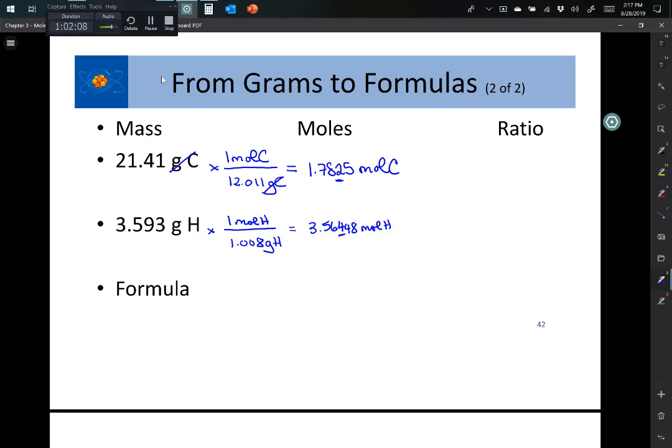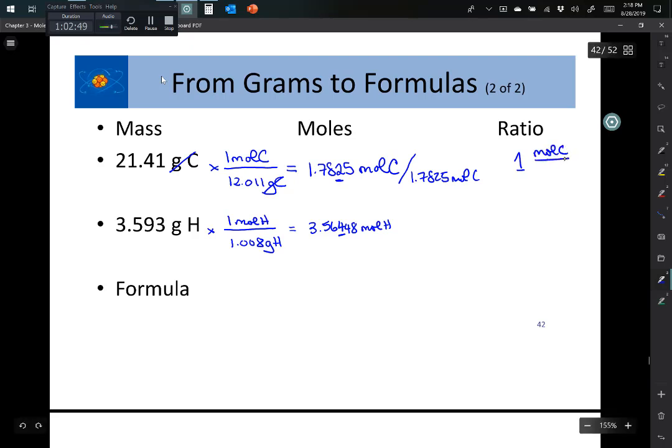Okay, so now I need the mole ratio. So does that look like anything to you? It kind of looks like it could be 2 hydrogens for every carbon, right? Kind of looks that way. How would you know what it is? You divide one by the other. That'll tell you what it is. So typically you divide by the smallest. So just out of form, you're going to do 1.7825 moles of carbon, and that's going to give you 1 exactly. And that's 1 mole of carbon for every mole of carbon, which is kind of a stupid thing, but you just have to say it. That's what it is.